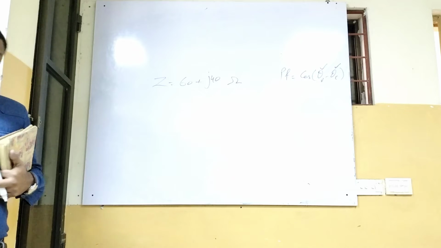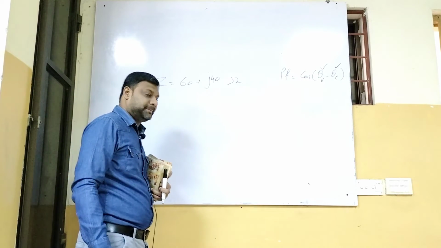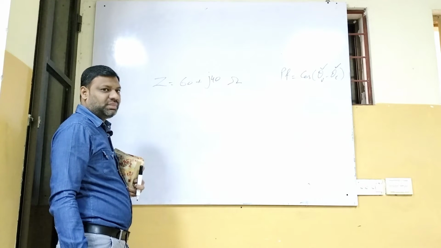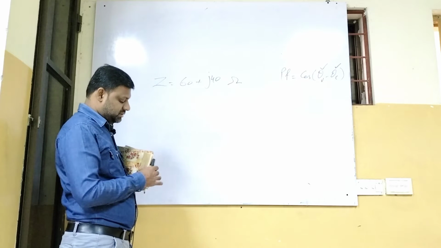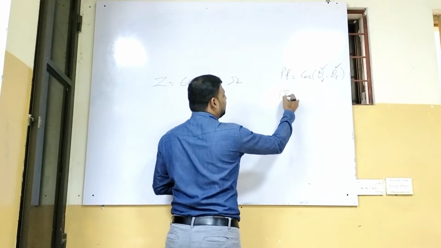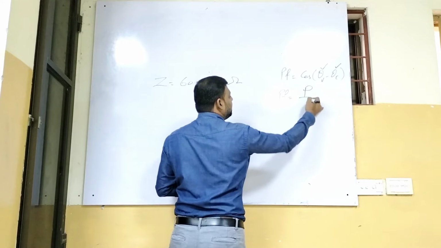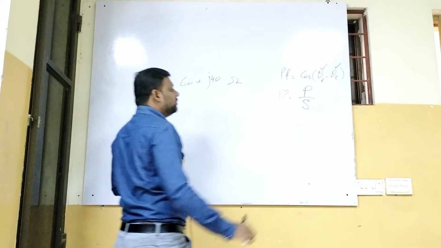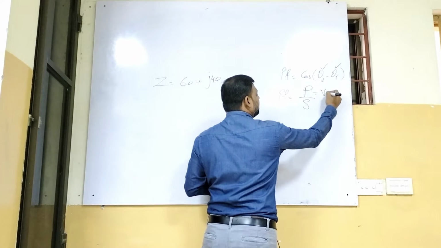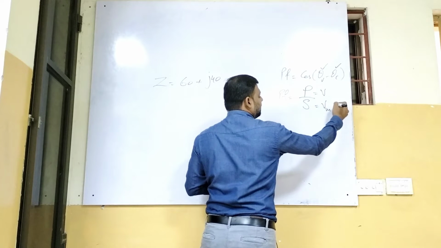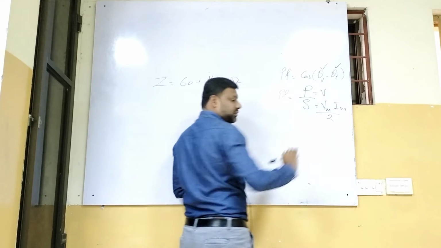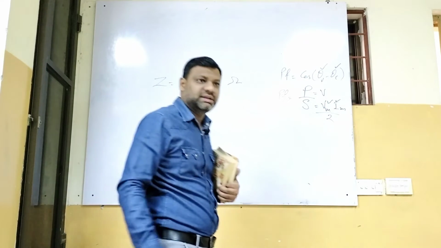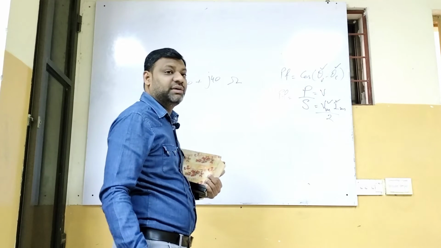Sir, power and apparent power. Okay, if you have P and S, good, the power factor is the ratio of P over S. So for that you have to find out the power. So you have to find out the voltage and current like this. How will you find out that?